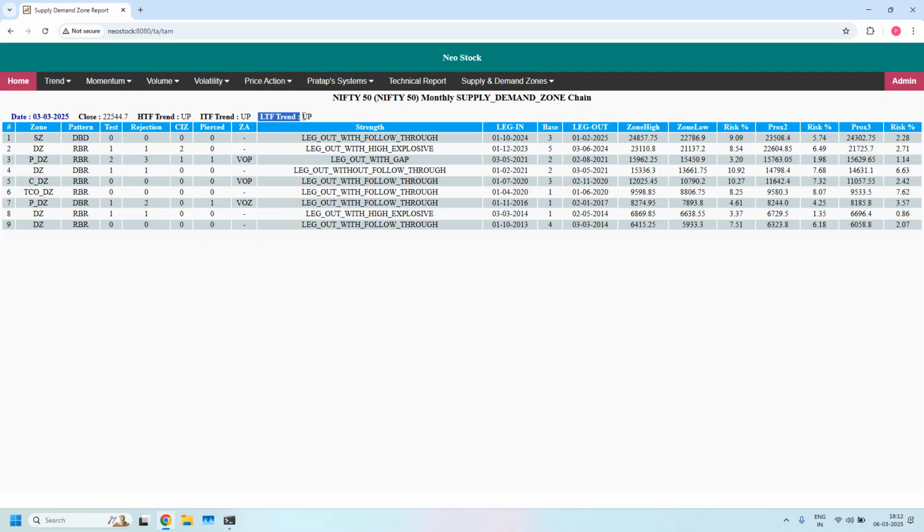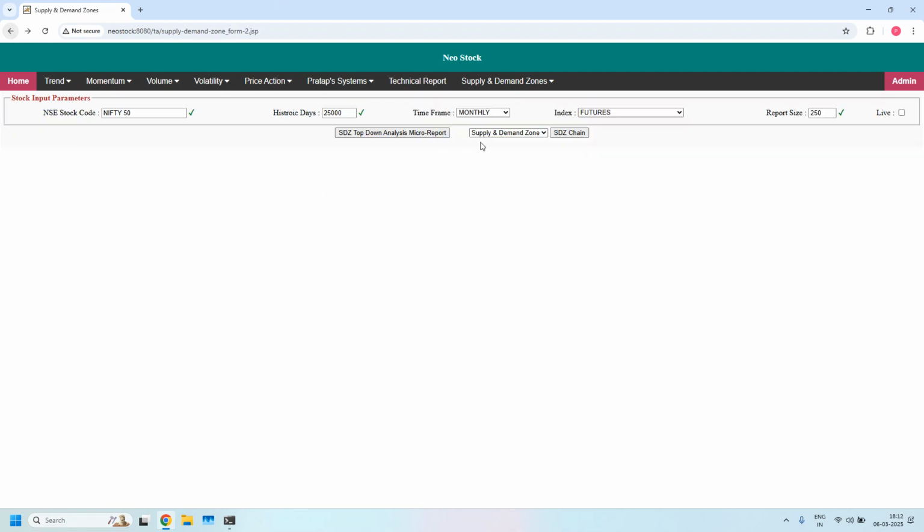Always look into LTF trend to find the trend of the current time frame you have selected. And you know, one time frame higher is ITF, one more time frame higher is HTF. You are aware of all these rules. And I am giving you only a few seconds, so you need to pause the video and study, and then move on to the next time frame reports. Okay, next. Weekly supply demand zone chain for Nifty.